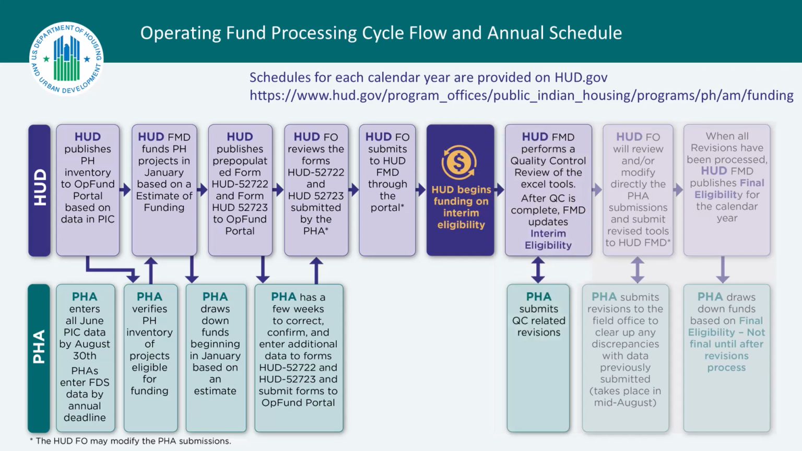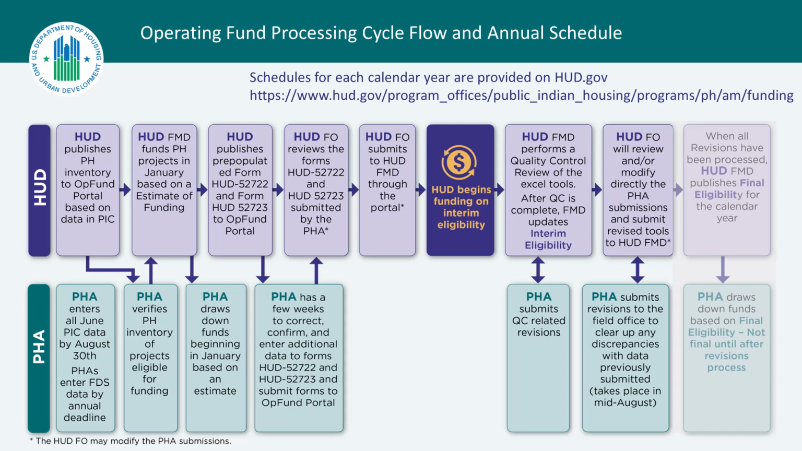HUD FMD will perform a quality control review on the data. After the QC process, there is a revisions process by which housing authorities can submit revisions to their operating fund tools. As mentioned, in the beginning of the funding year, before HUD collects operating subsidy tools for each project, HUD funds PHAs based on an estimate of funding eligibility.